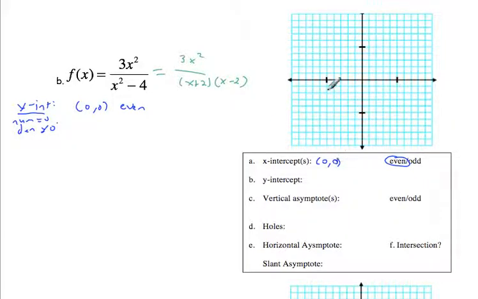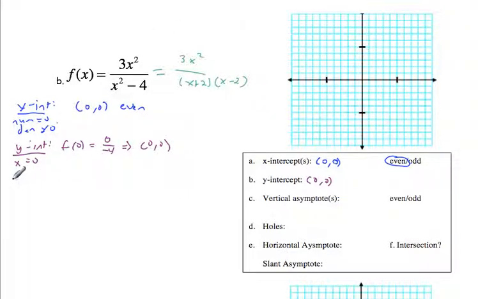Next, let's find the y-intercept. The y-intercept we find by evaluating f of 0, letting x equal 0. So the y-intercept occurs at f of 0, which is 0 over negative 4, which is going to give us the ordered pair (0, 0). And whenever we have an x-intercept at (0, 0), we will also have a y-intercept at (0, 0).